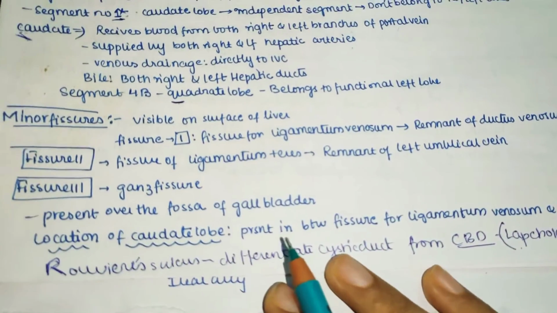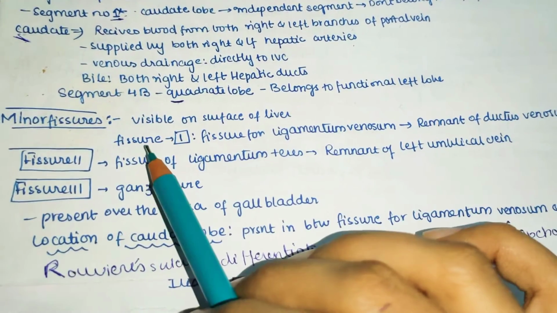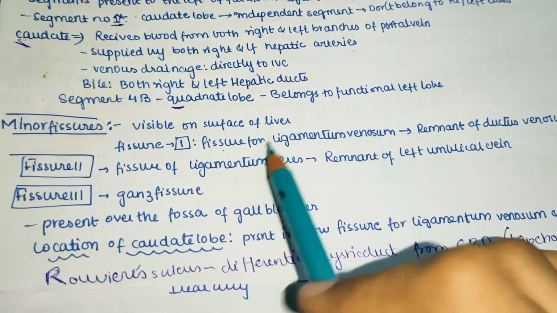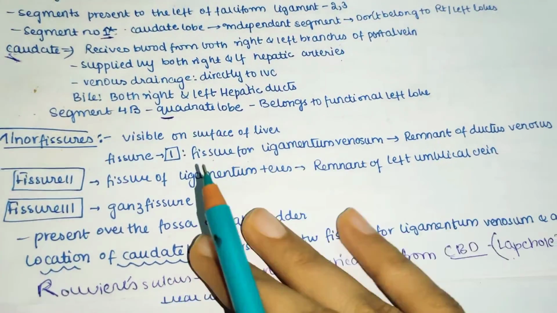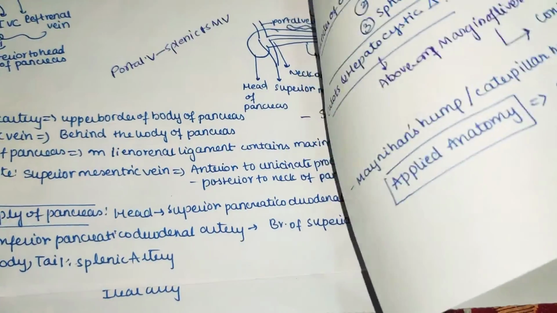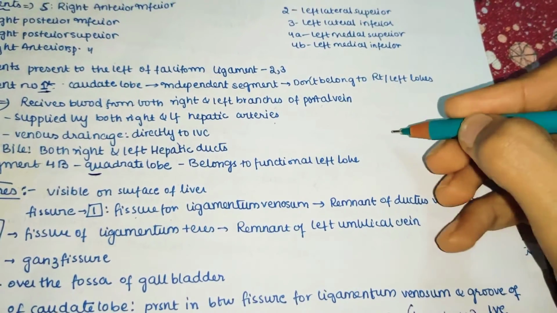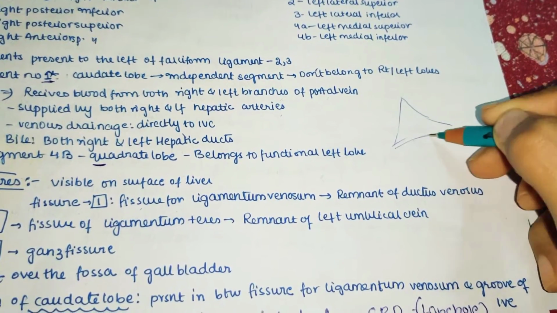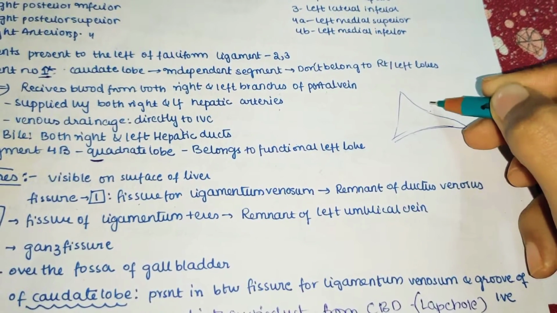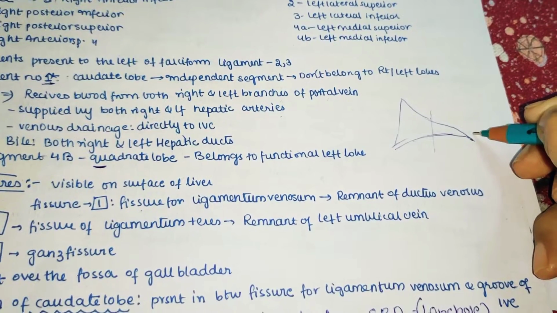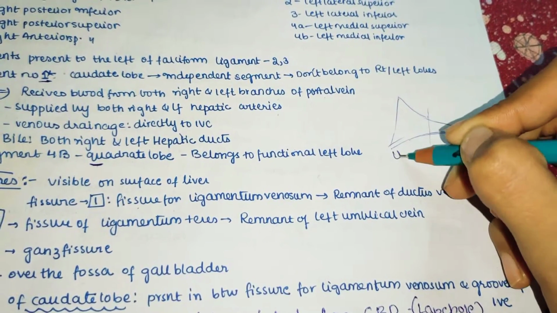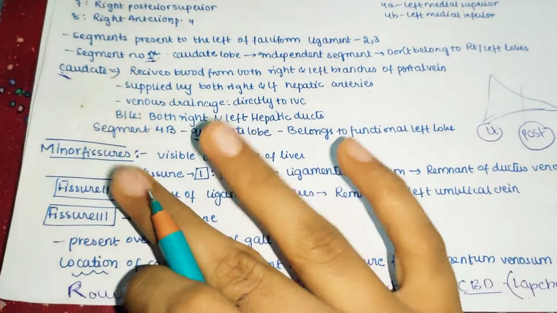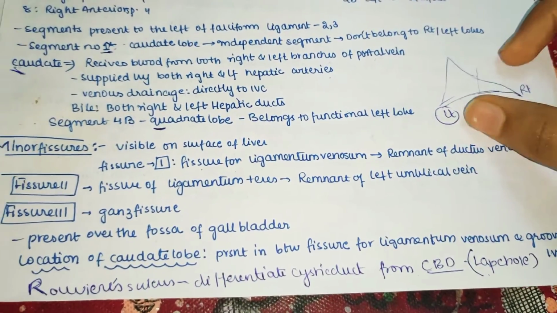So now we will discuss the minor fissures. As we said, the minor fissures are visible on the surface of the liver. The first is the fissure of ligamentum venosum. So let me draw this. For example, this is the right side of the liver, this is the left side of the liver. Actually this is a posterior view. I am drawing a posterior view to explain the minor fissures. They are visible on the liver on the posterior side.